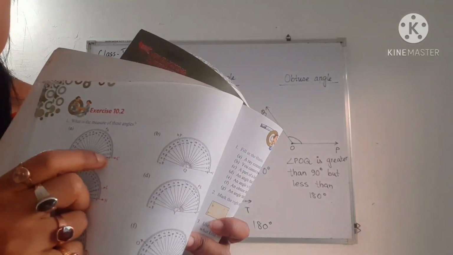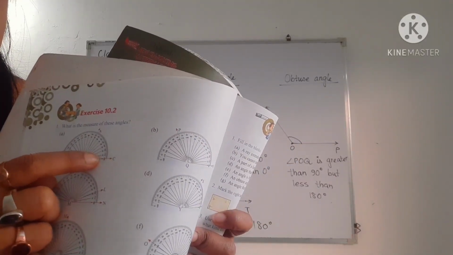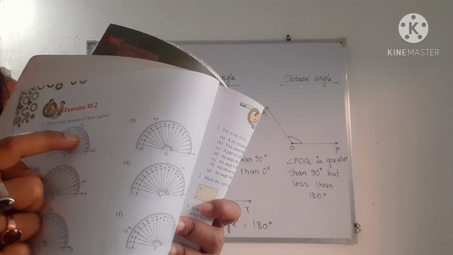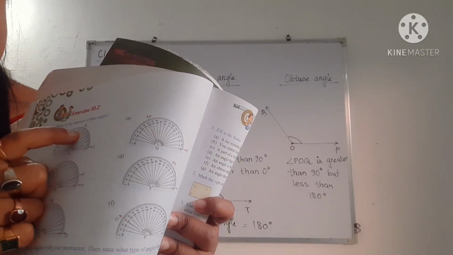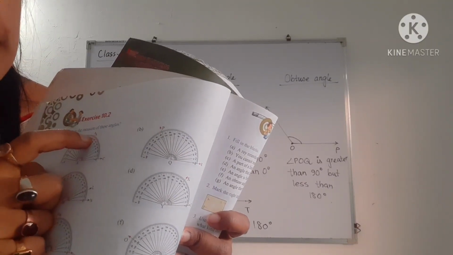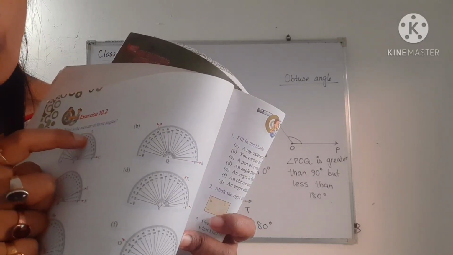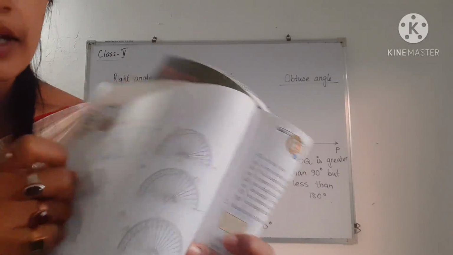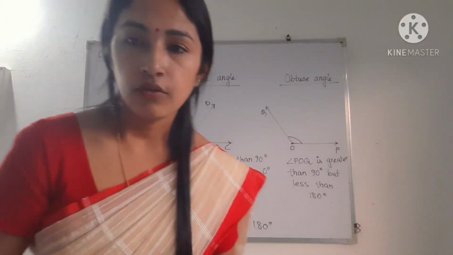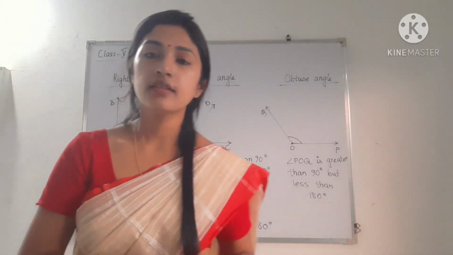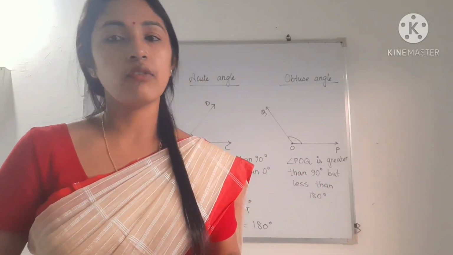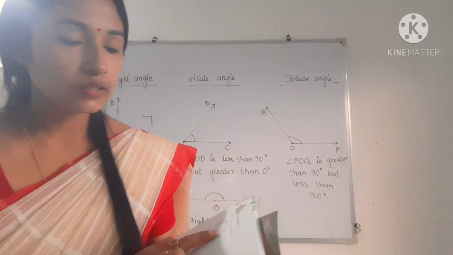So just see the lower scale. Here the first one is 0, then 10, 20, 30, 40, 50, 60, and it ends at 70 degrees. But you can see clearly, if you go above, that it is 1 less than 70. That means the measure of this angle is 69 degrees, because if we subtract 1 from 70, we get 69. So this is 69 degrees.